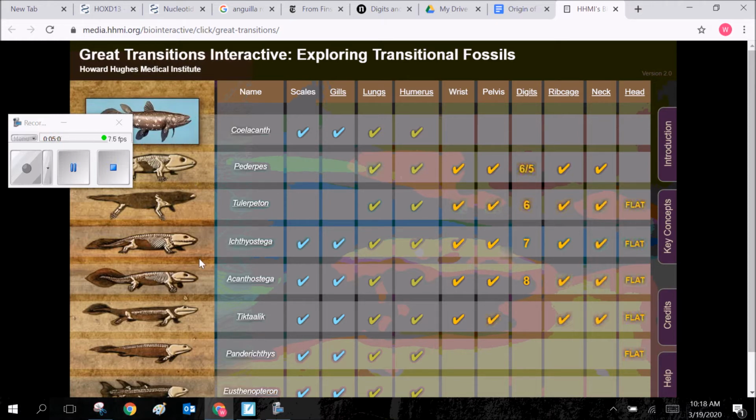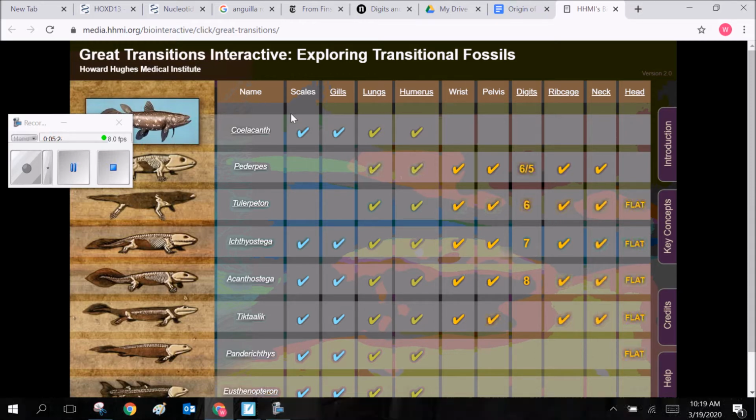Anyway, the law of superposition tells us that these fossils are older than these fossils, right? And we can even click on them to see whether or not that's true. But the first place I actually want to start is the traits. Here we can see all the traits, and the check marks are obviously the ones that they share.